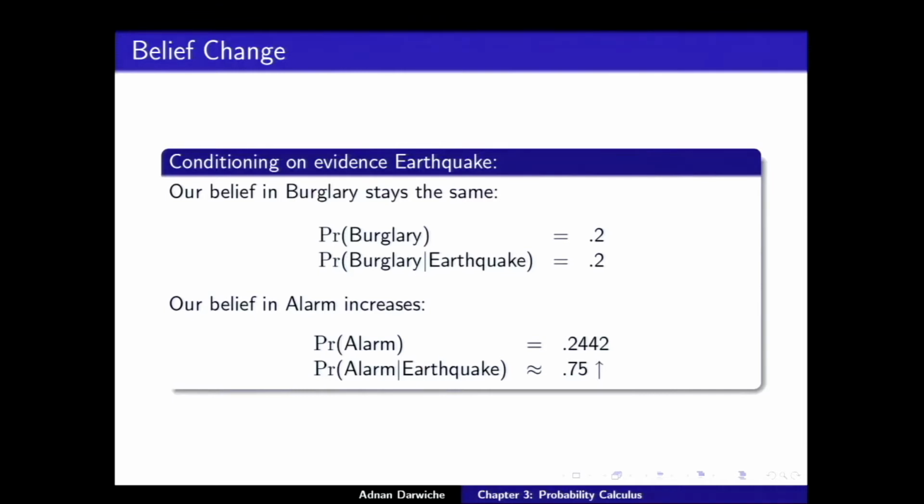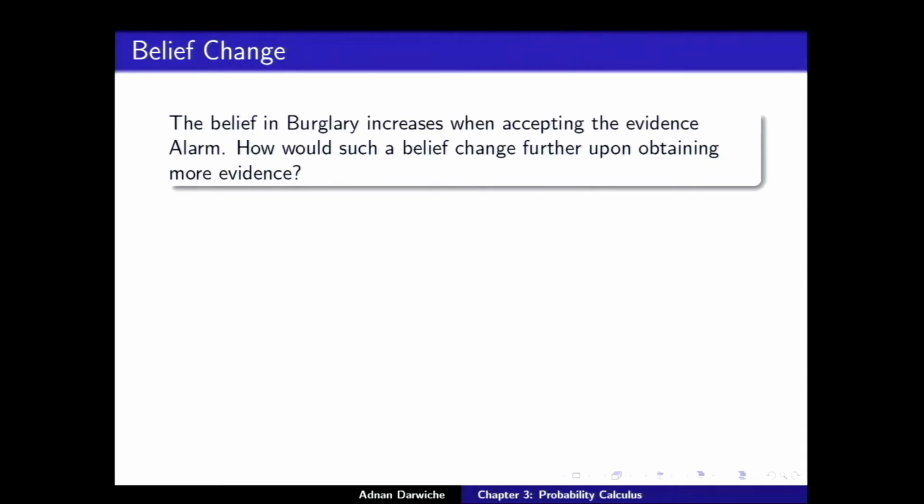An ability to read the properties and an ability to actually change them to reflect your own or the domain that you have at hand. Okay, I just want to show you one more phenomenon before we go on. The belief in burglary increases when accepting the evidence alarm, right? So we had burglary, and then I said, by the way, the alarm triggered. It says, okay, probability of burglary goes up. What happens when I know more, beyond alarm?